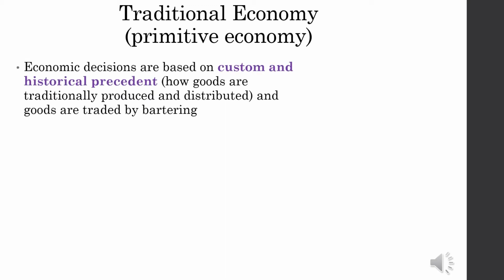The first economy we'll look at is a traditional economy, also known as a primitive economy, and it works exactly like it sounds. Economic decisions are based on custom and historical precedent. In other words, how have goods been traditionally produced and distributed, and goods are traded by bartering. I give you something, you give me something. There is no money being exchanged between two people.